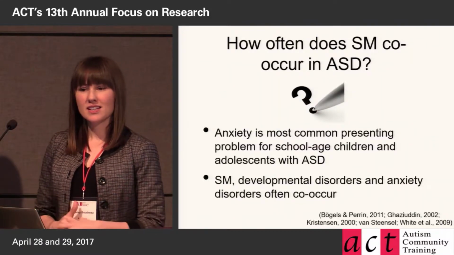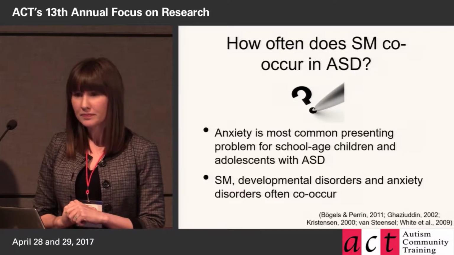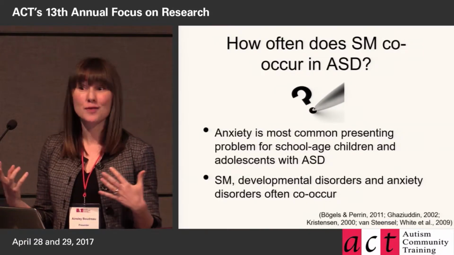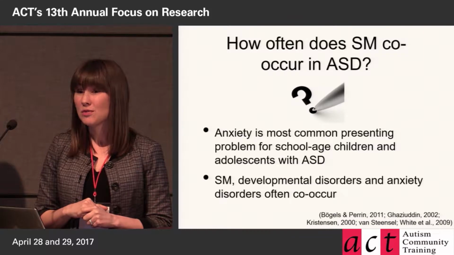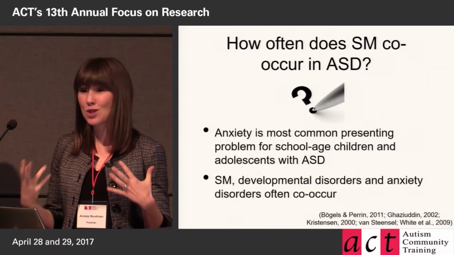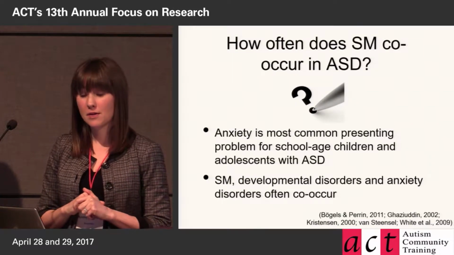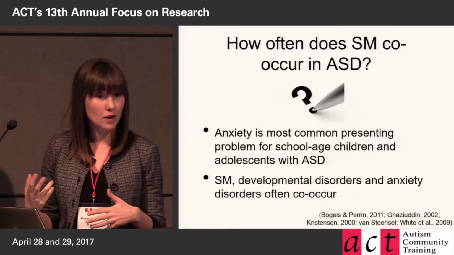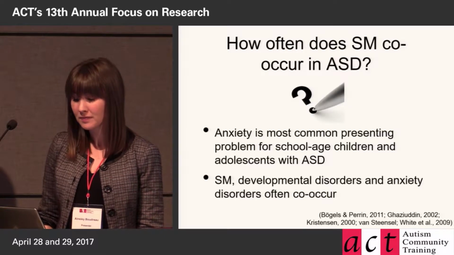So how often does selective mutism co-occur in children with ASD? First, selective mutism, just in the general population, is often missed. A lot of people just think these kids are shy, and they don't really pay enough attention to this. And then in autism, really the short answer is we don't know how often this is really happening in the context of our youth. We know that anxiety is one of the most common co-occurring disorders in individuals with ASD.